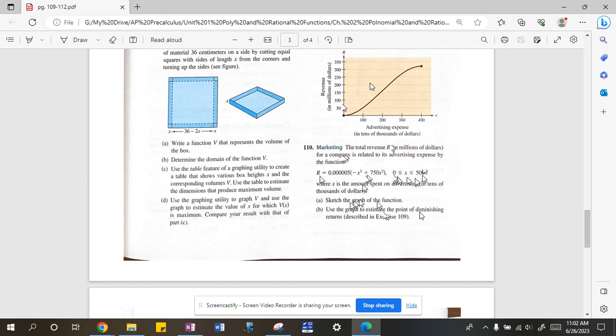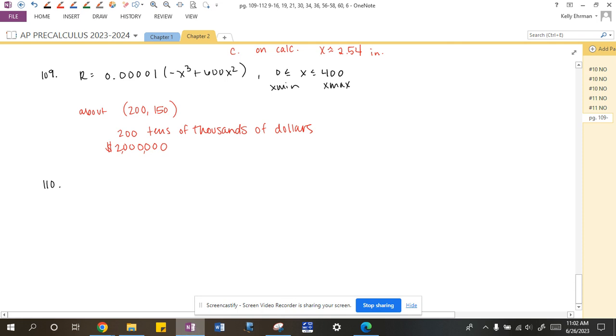Use that graph to estimate the point of diminishing returns. So again, where's your point of inflection on your graph? I don't have my graphing calculator right now to show you. Looking in the answer key for my book, it says it should be at about 250, 156.25. You would just use the trace feature on your graphing calculator to find that. We don't have a specified function in that second trace menu to find a point of inflection.